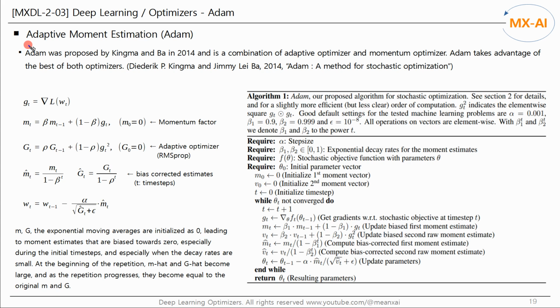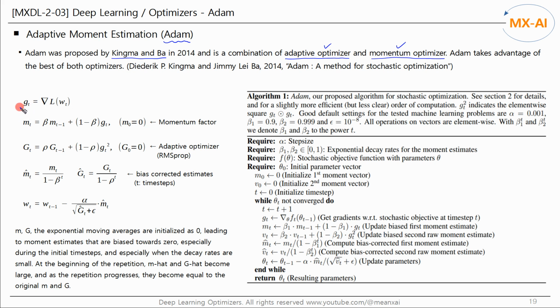Next, let's look at the adaptive moment estimation optimizer. It is simply called Adam. Adam was proposed by Kingma and Ba in 2014 and is a combination of adaptive optimizer and momentum optimizer. Adam takes advantage of the best of both optimizers.